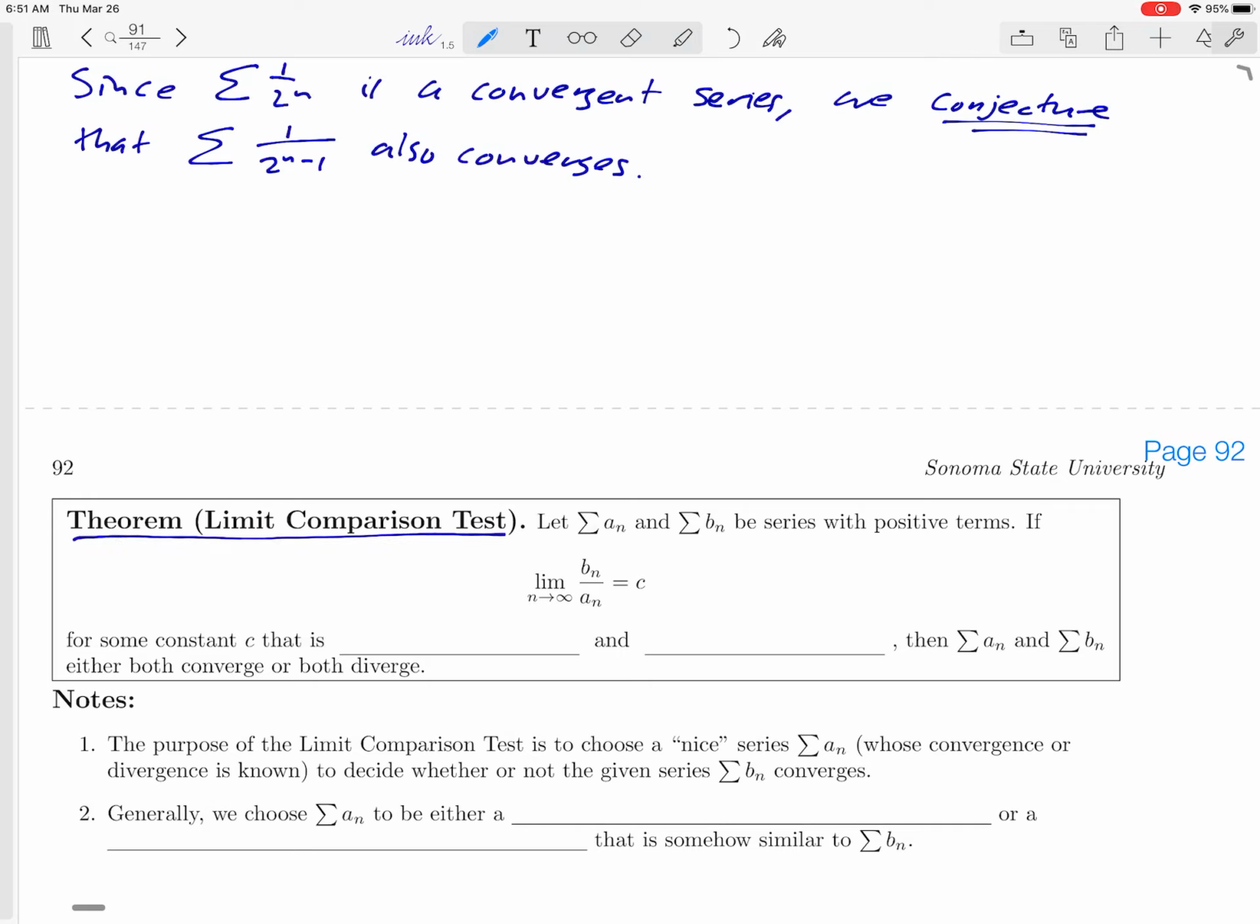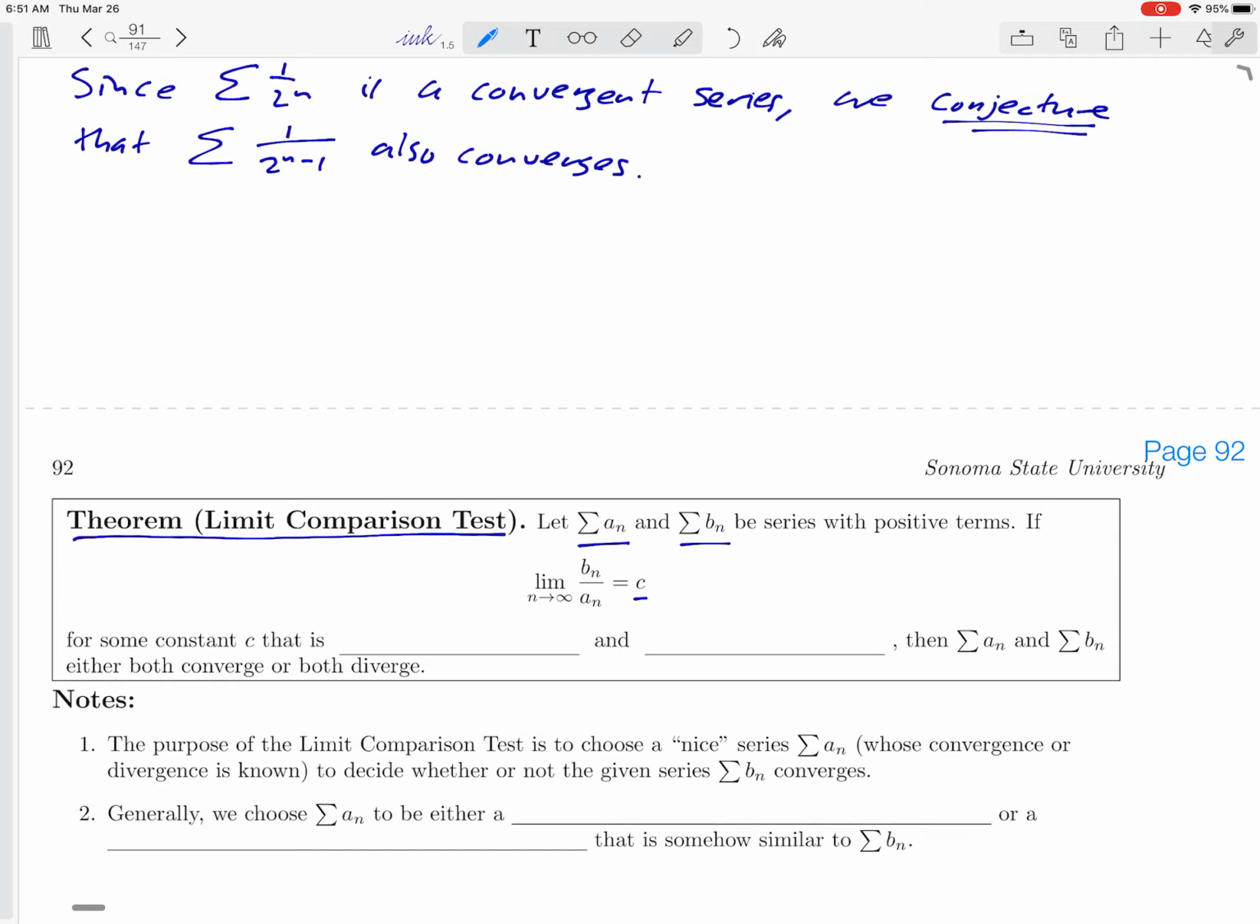Let's scroll up here. This is taking us to the next page. The limit comparison test is a way of determining whether a series converges by comparing it to another series that we know something about. Here's how it starts. Suppose that we have two series, an and bn, with positive terms. The way the limit comparison test works is that you start by taking a limit of bn over an, the term in one of your series over the term in the other, and you're going to get a number when you take that limit that we're going to call c.